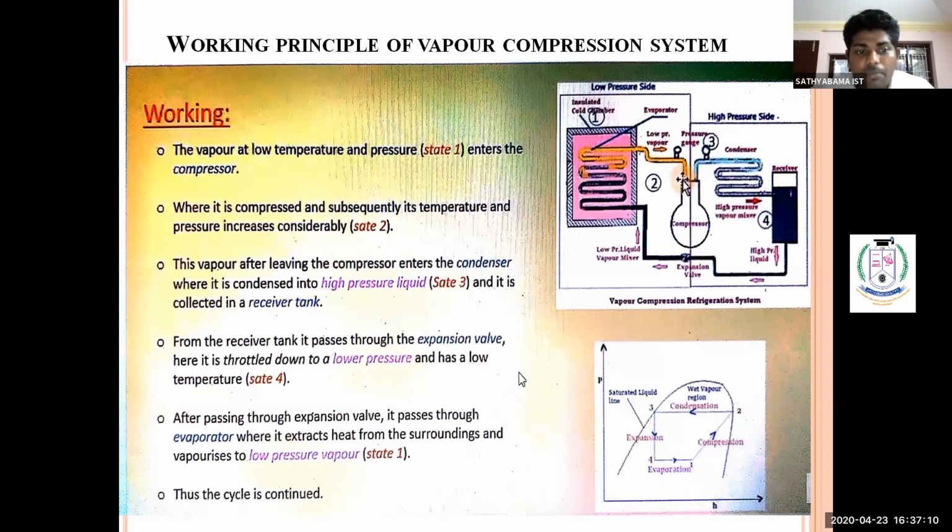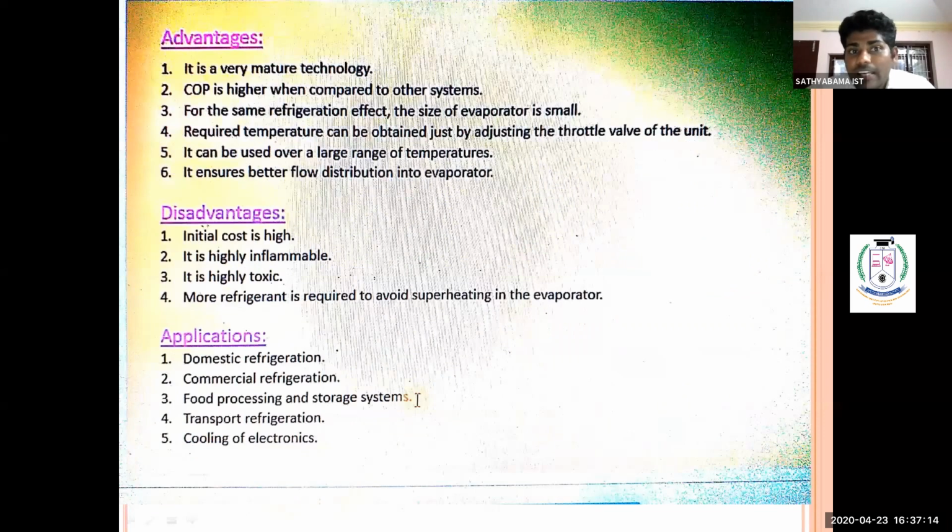Advantages, disadvantages and applications. It is a very mature technology. COP is higher when compared to other systems. COP means coefficient of performance. And again, disadvantages: initial cost is high. It is highly flammable, because we are using ammonia gas. Ammonia is a highly flammable gas, and it is also highly toxic. More refrigerant is required to avoid superheating in the evaporator.